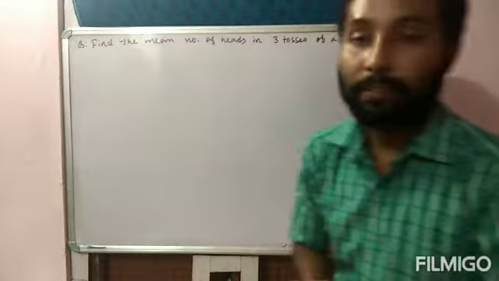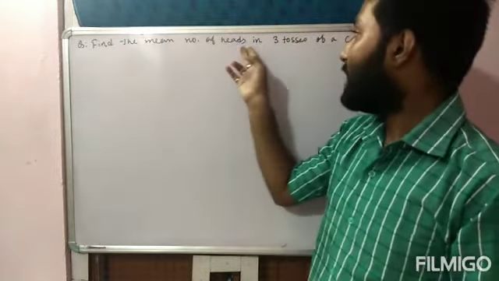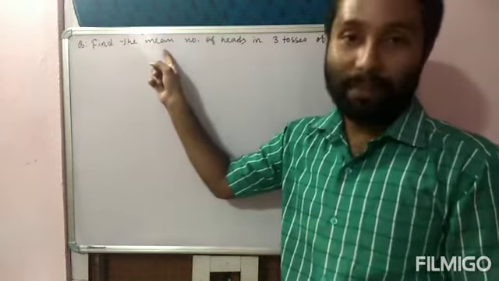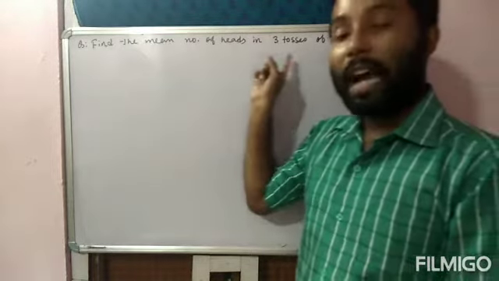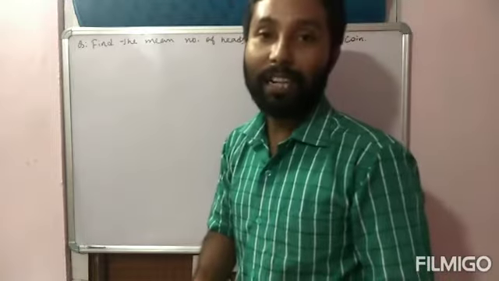Take the next question. Find the mean number of heads in 3 tosses of a coin. Here we have to find the mean. That means average. So if a coin is tossed 3 times, to find the mean we need to know the values of x and p of x.